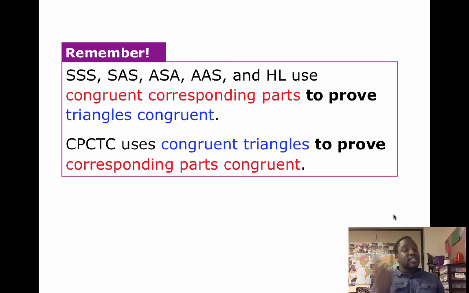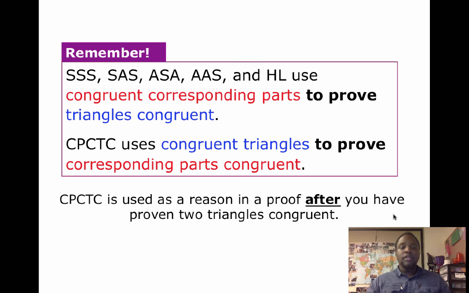Now what CPCTC does is it uses the corresponding triangles to prove that parts of the triangles are congruent. So it's kind of flipped. Once we know that the triangles are congruent, then we can say that the corresponding parts are also congruent. So CPCTC is used as a reason in a proof after you have proven two triangles congruent.